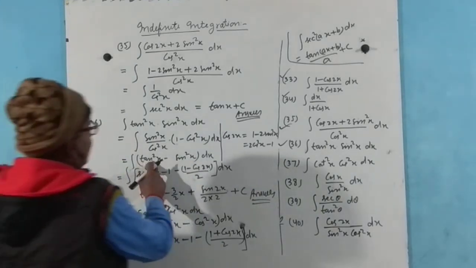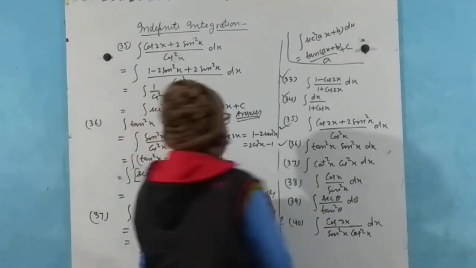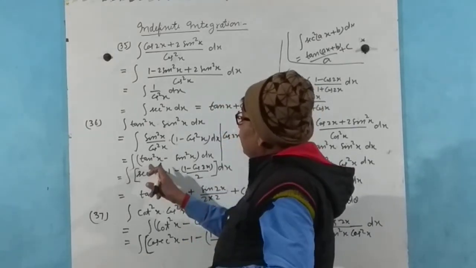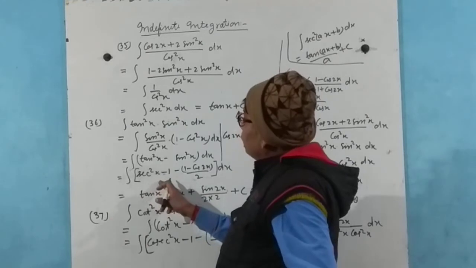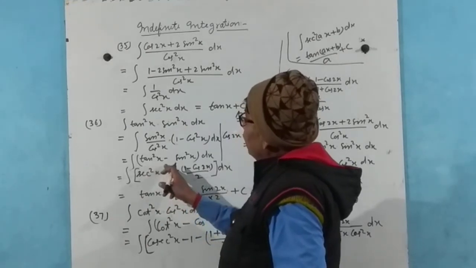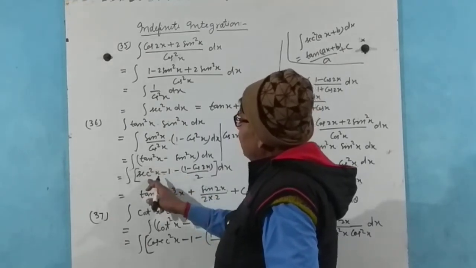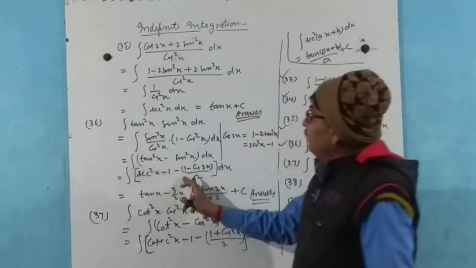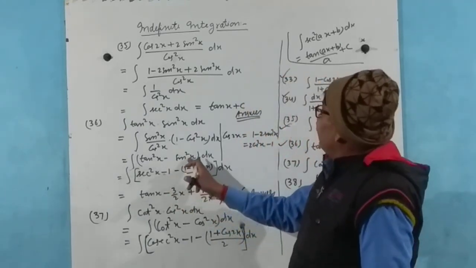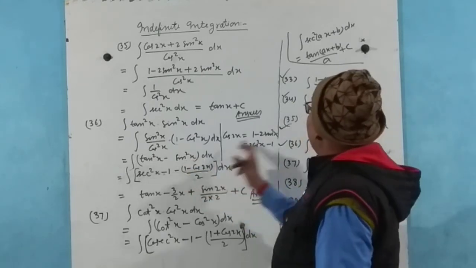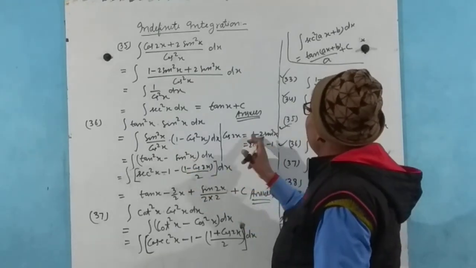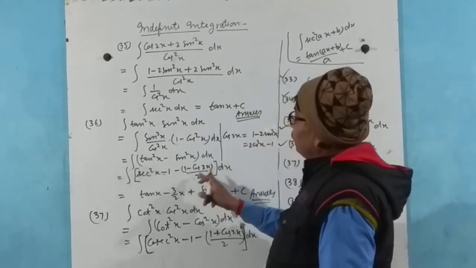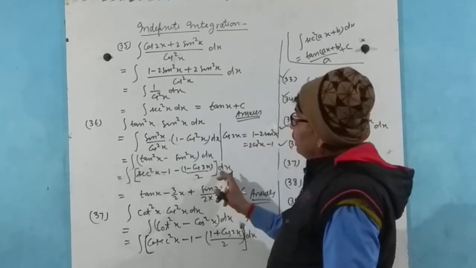Now, as you know that 1 plus tan square theta equals sec square theta, so tan square theta equals sec square theta minus 1, so tan square x is replaced by sec square x minus 1. Now this is a minus here, and this can be converted to sin square x. Sin square x comes here, 1 minus cos 2x divided by 2 dx.